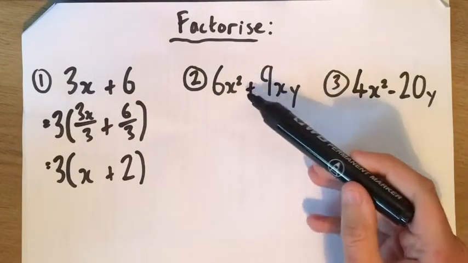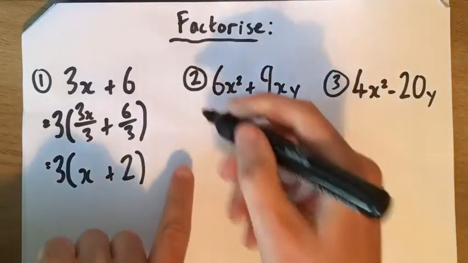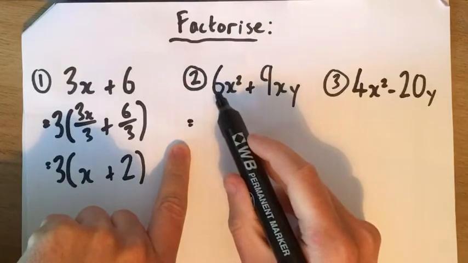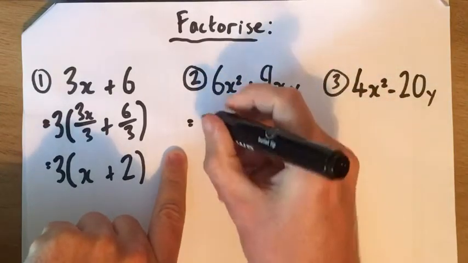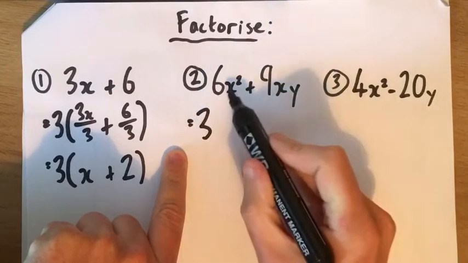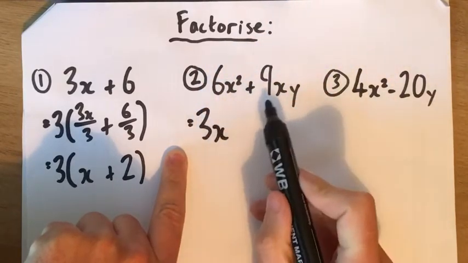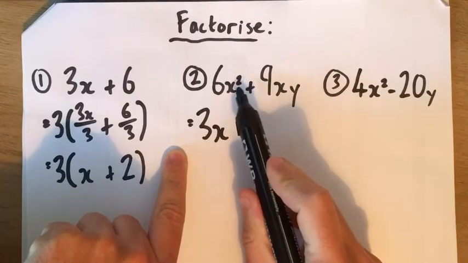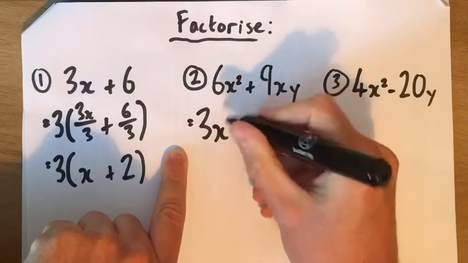This one's got a y, but this one doesn't, so I can't take y out. So outside my bracket this time is going to be the 3 that divides into both coefficients, both numbers, out in front, and then x as well. But it is just x I can take out, because this one just has an x. This one has x squared, but this one just has x, so I can only take the x out.